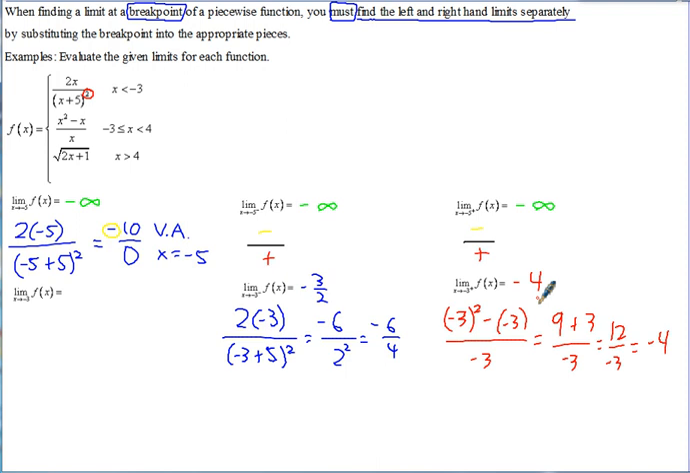So in this case, the left and right hand limits are different. They do not equal the same value. So your general limit, cross out the equal sign here, does not exist.